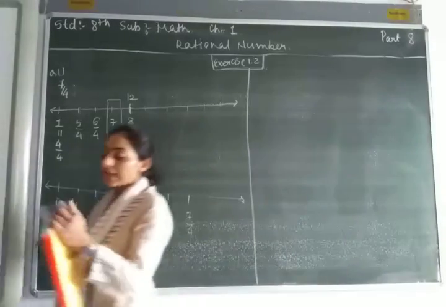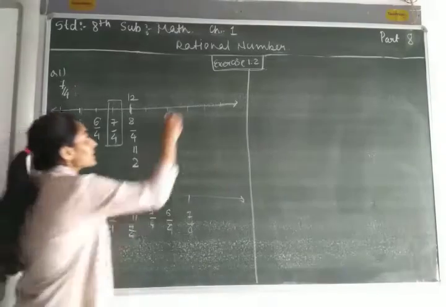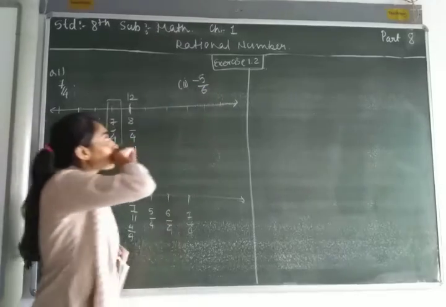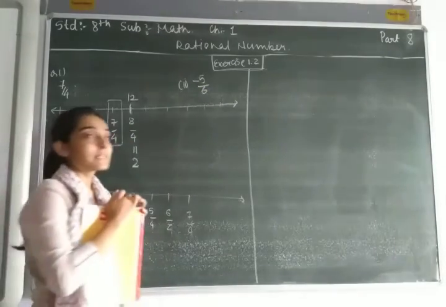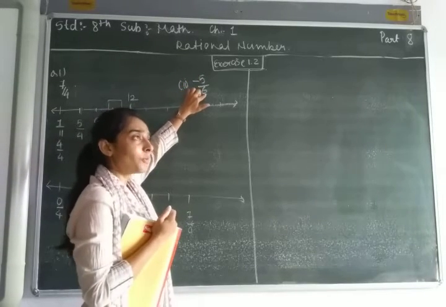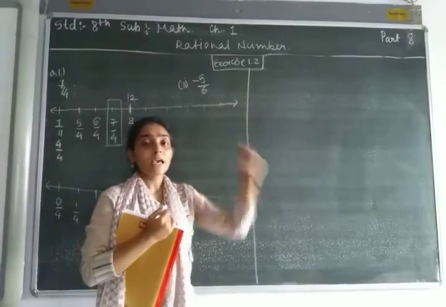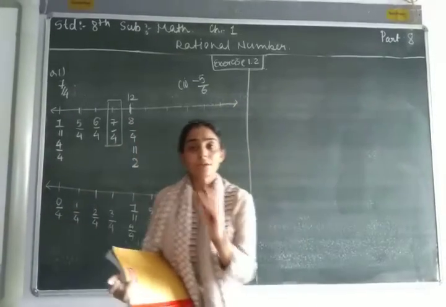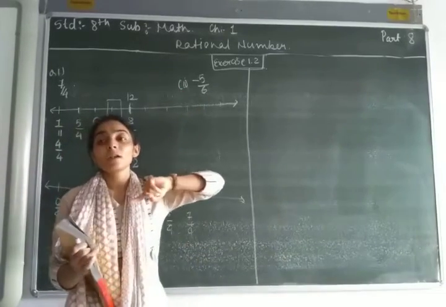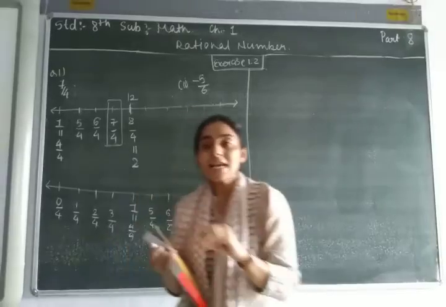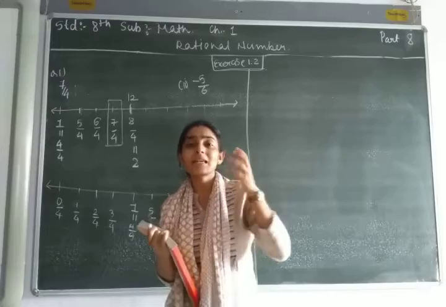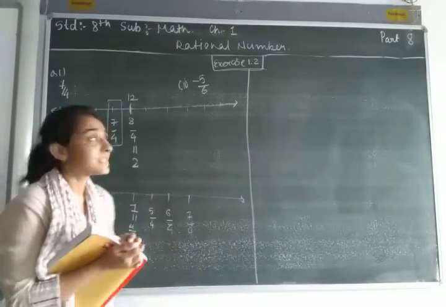Now the second one is minus 5 by 6. Observe, forget the negative sign and look at the denominator. Denominator is greater than numerator, so the number lies between 0 and 1. But here the given fraction is negative, so it lies between 0 and -1. We have to observe the fractions, so it will be easy for us to represent this number.